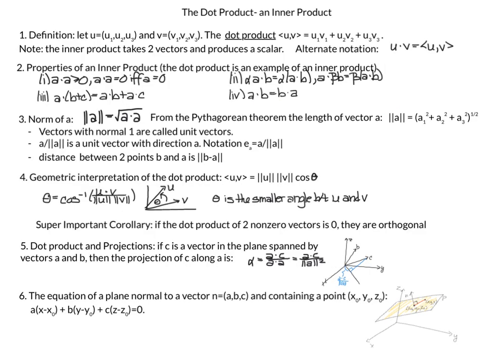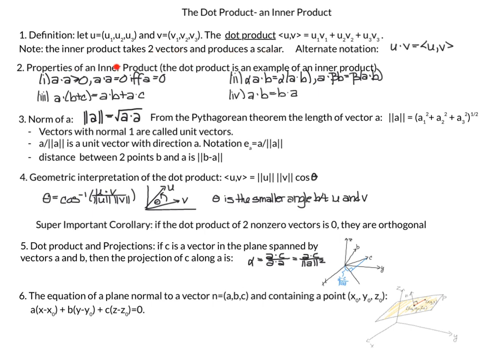Reviewing what we have covered in this video, we talked about the dot product. The first thing we did is define the dot product between two vectors u and v as the sum of the products of the individual components, u1 v1 plus u2 v2 plus u3 v3. We especially wanted to note and remember that the inner product, or this dot product, takes two vectors and produces a scalar.